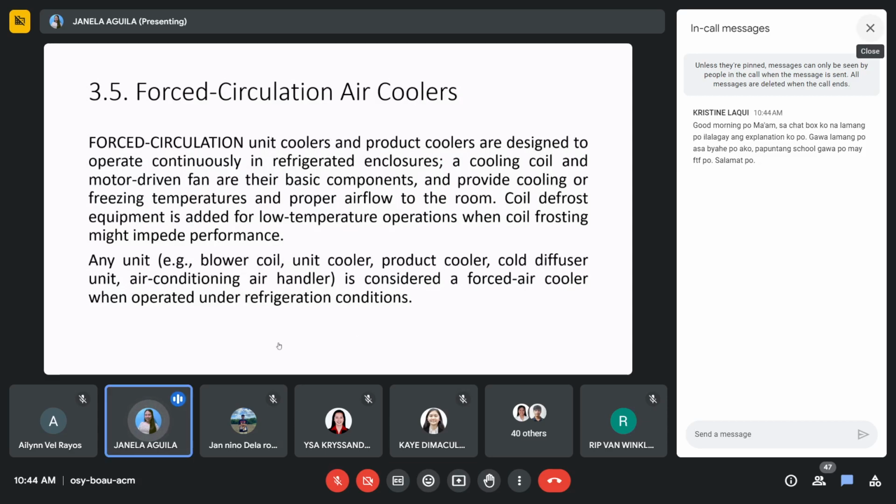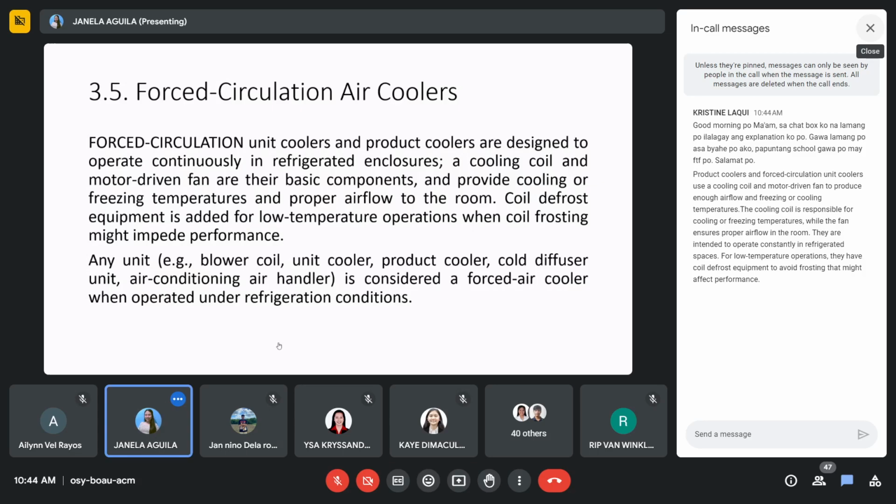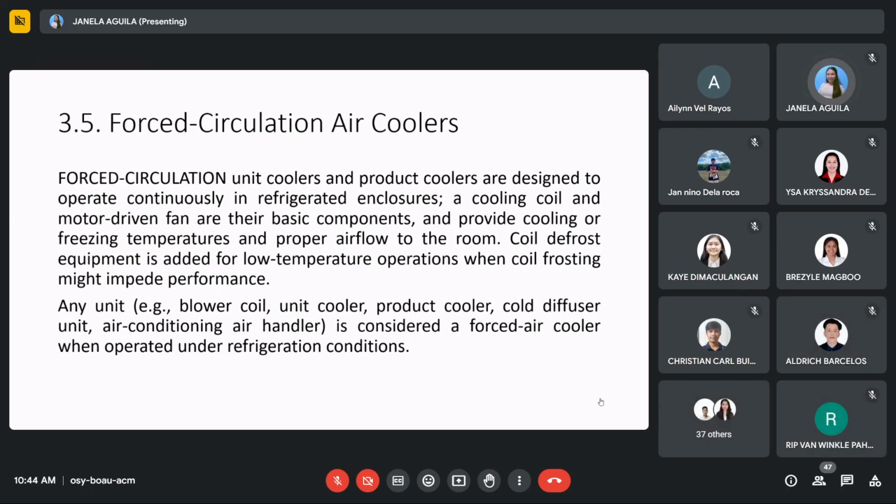Ma'am, regarding po dito sa slide ay may message po sa chat box si Christine Lucky. Thank you po. Nine Janela, paano na lang? Pabasa.